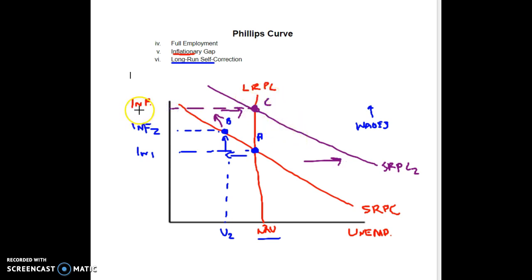Yes, I have a higher inflation rate, so now I'm at INF3. That's not a big deal here. My wages have gone up. When wages go up, this inflation rate doesn't hurt the buying power, and we're good to go. So in the long run, self-correction will happen from the SRPC shifting back to full employment, or the natural rate. All right, I hope that made some sense.